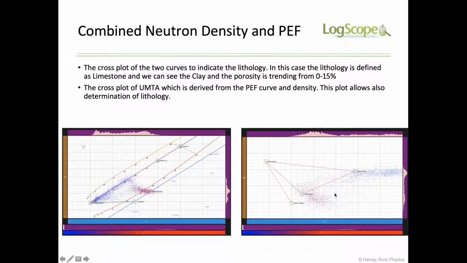On the right-hand side, we've got the density versus the PEF. And these two are standard cross plots that can be found in any chart book. Both of these allow an estimate of the lithology to be determined and the amount of clay to be determined.